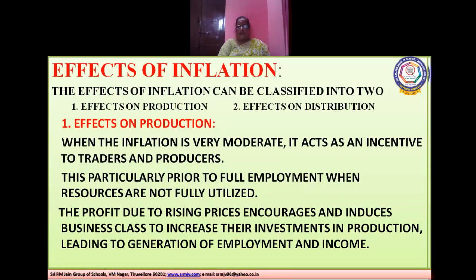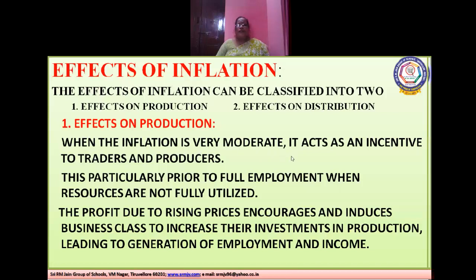So far we have seen what are the causes of inflation. Now let us see what are the effects of inflation. The effects of inflation can be classified into two. Number one, effects on production. Number two, effects on distribution. Let us see the first one, effects on production.